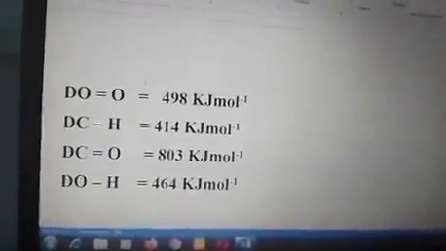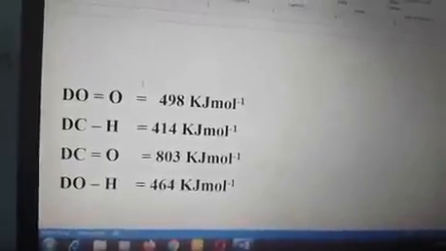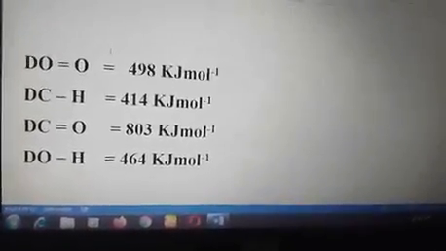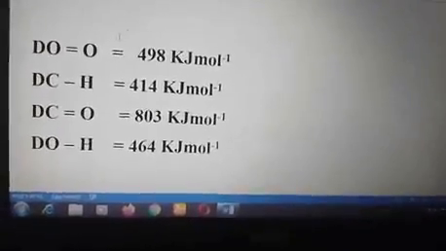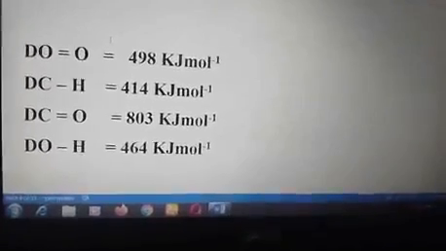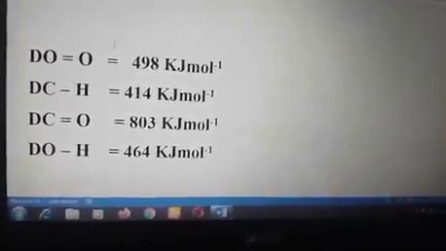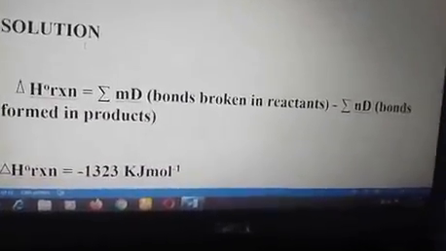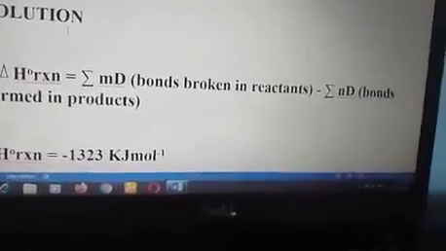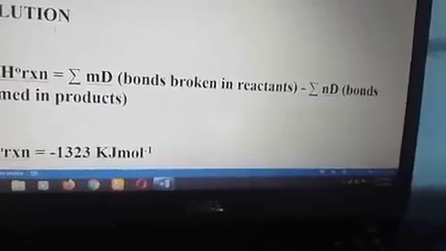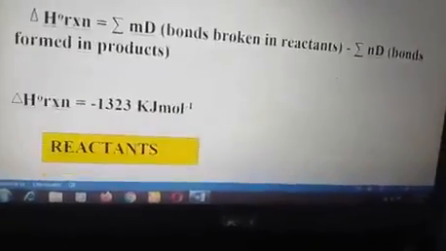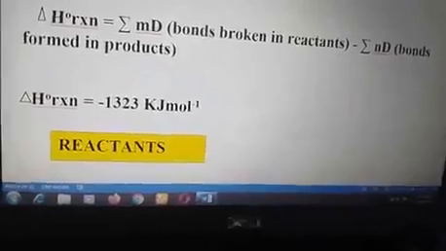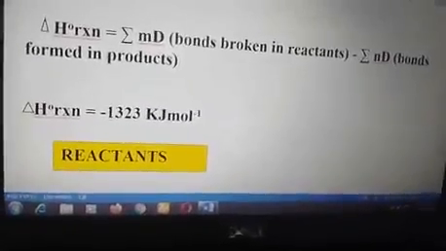We're given some data. The bond energy of the oxygen-to-oxygen double bond is 498 kJ per mole. The bond energy of the carbon-to-carbon single bond is 418 kJ per mole. The bond energy of the carbon to oxygen double bond is 803 kJ per mole. The bond energy of the oxygen to hydrogen single bond is 464 kJ per mole. Solution: we apply the equation. The heat of reaction is given by the summation of bond energy broken in the reactants minus the summation of bond energy formed in the products. And we're given the heat of reaction already as minus 1323 kilojoules. So we're not looking for the heat of reaction this time around.